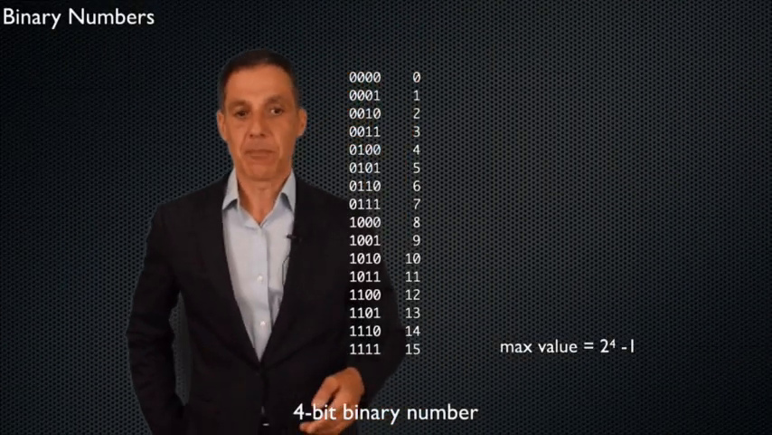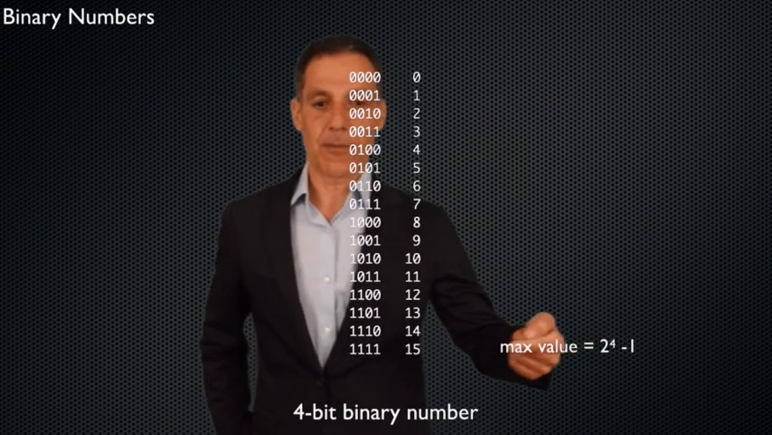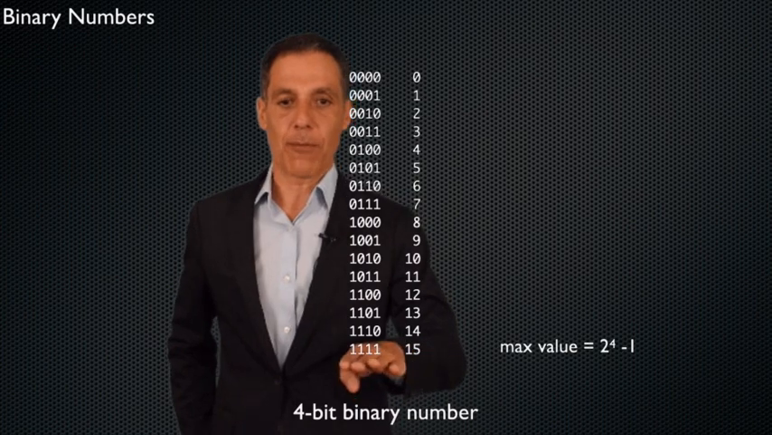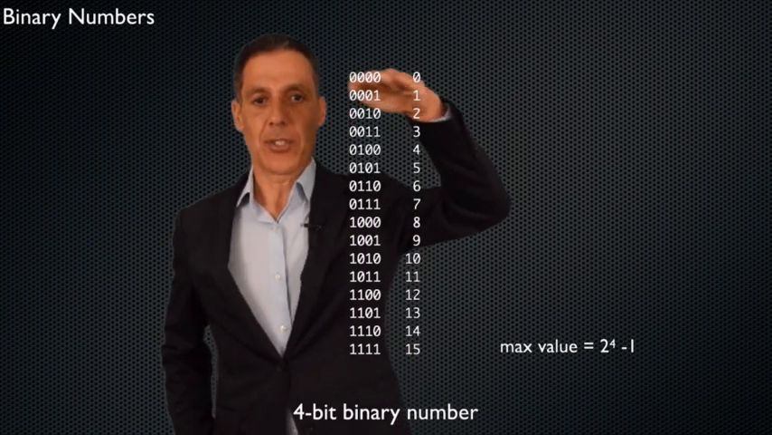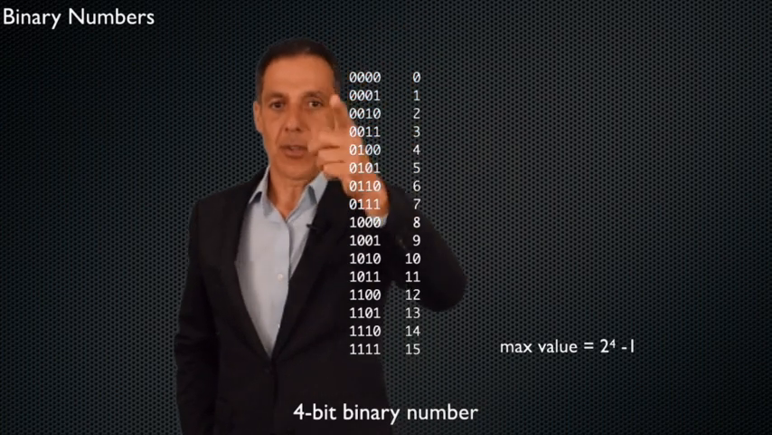4-bit binary number, same game. 2 to the 4 is 16. 16 minus 1 is 15. That's the maximum number. We have all 1s there. Minimum number is all 0s, of course. So again, 2 to the 0, 2 to the 1, 2 to the 2, 2 to the 3.